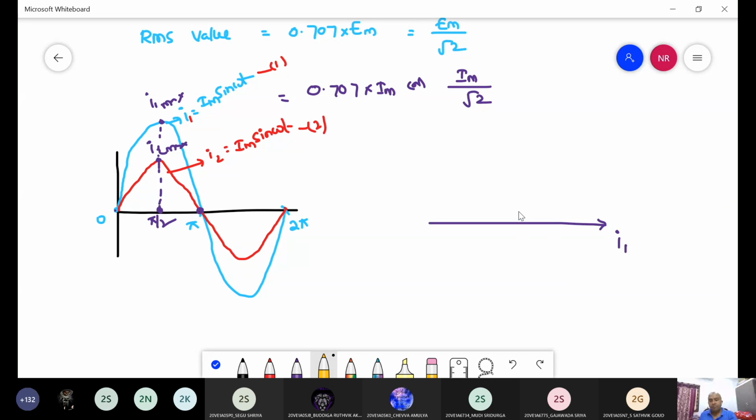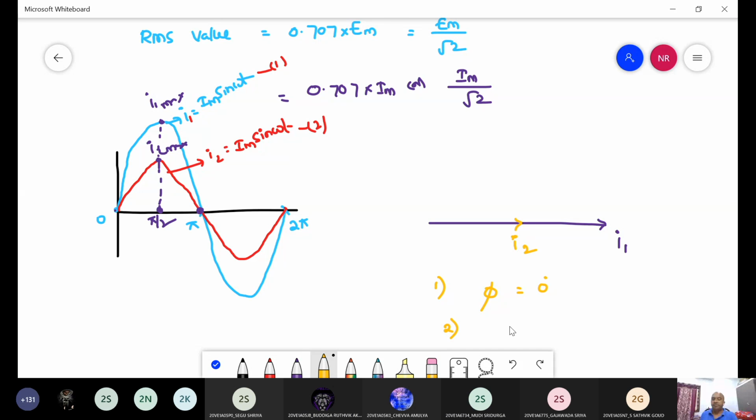I2 is in phase means the I2 alternating quantity is following I1. So here we are drawing I2. The point to remember here is that I1 and I2 are both in phase. Then what is the angle between these two quantities? It is 0 degrees, right?